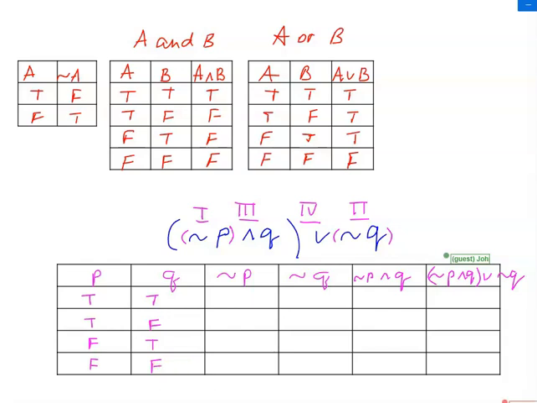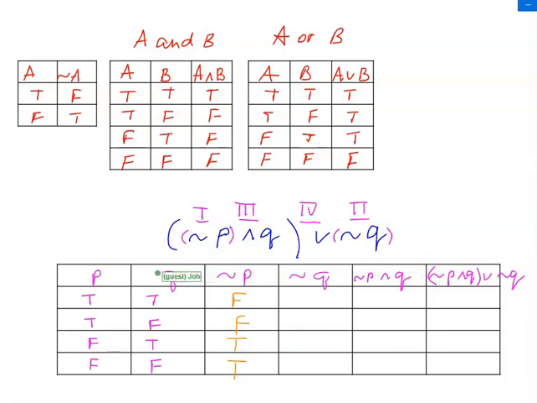Okay, so what do we do next? All right, let's go ahead and we'll do this column, which is the negation of P. So in this row, the value of P is true. So not P is not true, which is false. Not true is false. Not false is true. Not false is true. Okay?